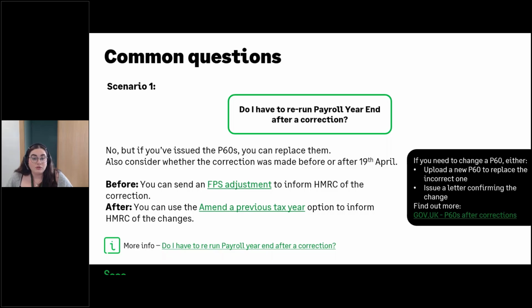So no, you don't have to rerun year end, but you do need to consider things like informing HMRC of the corrections, as we've spoken about during the webinar, and the P60s as well, if you've already issued them. That is a question we do get asked quite a lot.